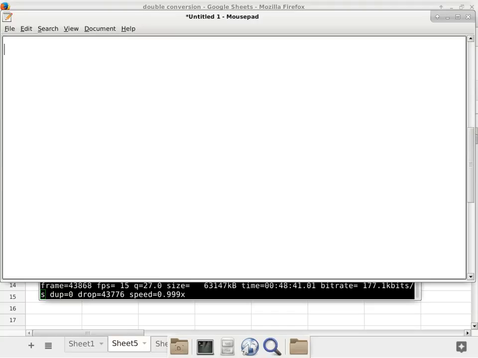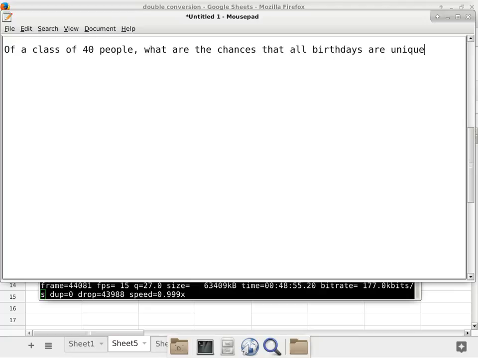Of a class of 40 people, what are the chances that all birthdays are unique? Okay, so that's the question. What do you think?